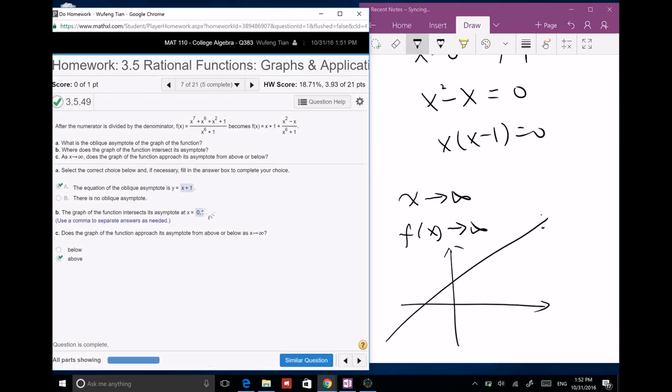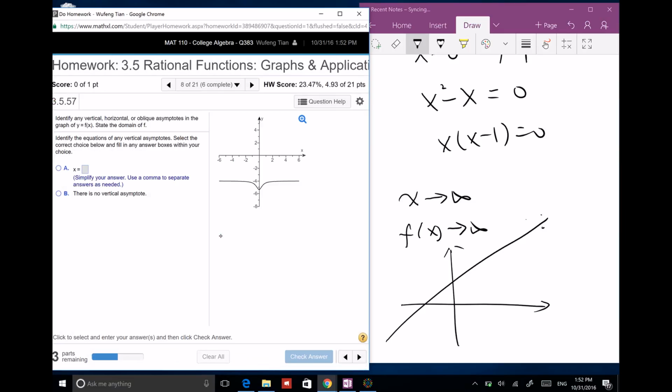Basically, it's infinity. You add a little bit, a small positive thing, so it's going to be infinity plus a small positive thing. It's going to be approached from above.